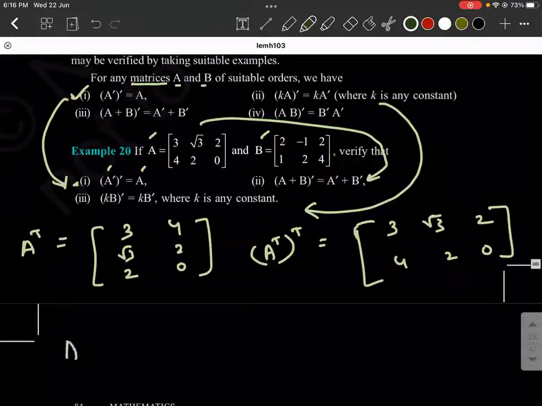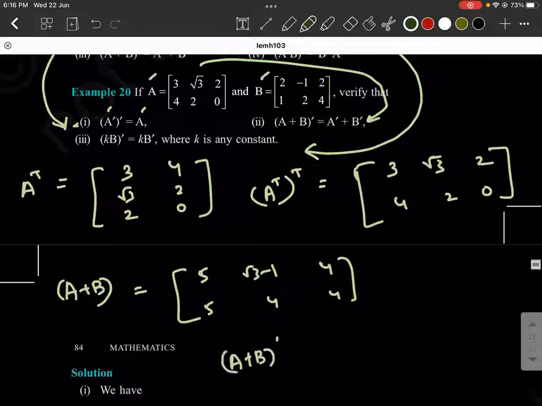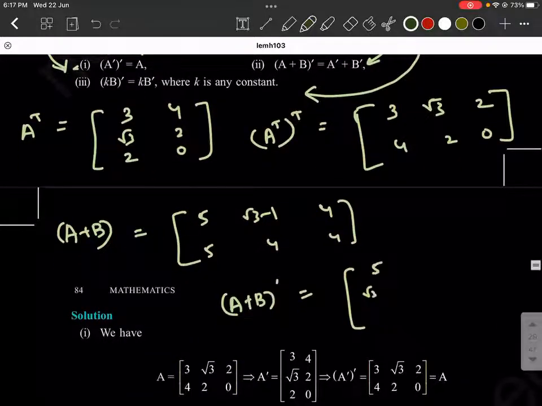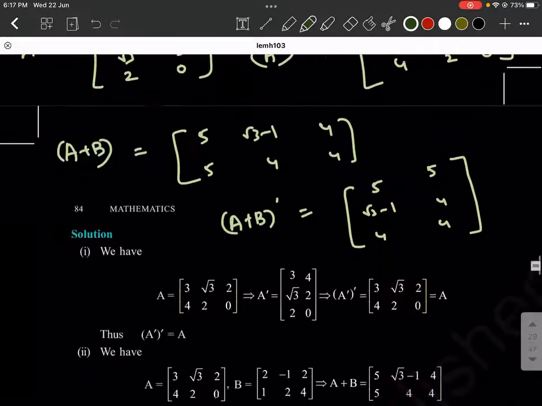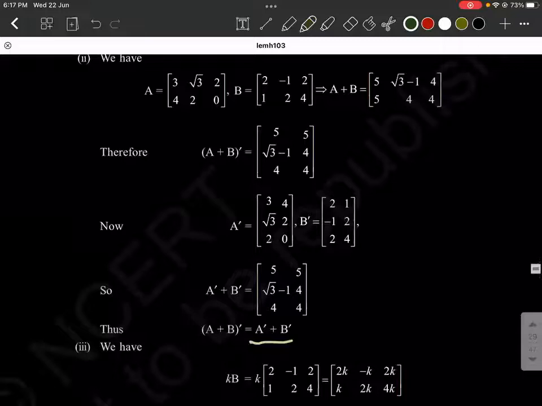Similarly, if I take the transpose of A plus B, what is A plus B? Sorry, first let's find A plus B. So 5, 4 and 4. Then what is the transpose of A plus B? Is there anyone facing difficulty in solving? Okay, 5, 5, root 3, minus 1, 4, 4. Is it right? Now, what is A transpose plus B transpose? You can do it and see, you will get the same answer. Fine. Is it clear?